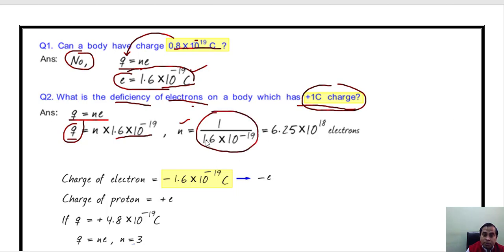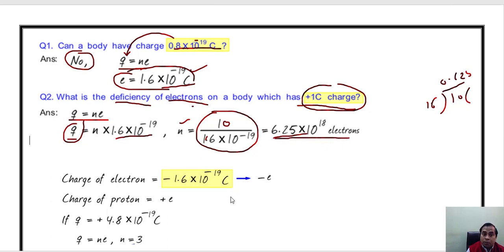Let me show you some solution steps. The decimal is displaced, it is 10. Now you divide 1 by 1.6. What will you get? You will get exactly 0.625. You will get 0.625 as an answer. Now this 10 to the power minus 19 will go to the numerator, so it will become plus. On simplification, you will find that it is equal to this much electrons.